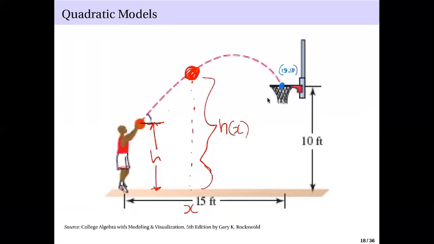So we have this again. This is the function h of x at point x. And this guy here is your h of 15. And this is equal to 10.